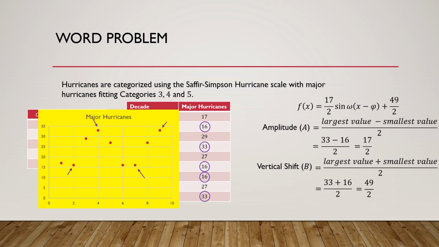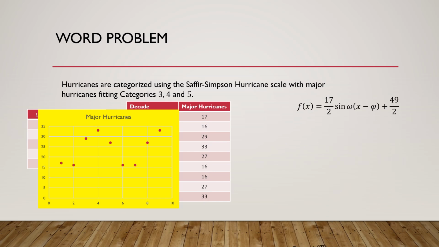We can determine the period t by looking at two similar values. The value 33 occurs at decade 4 and then again at decade 9, so the period is 5. Period is equal to 2 pi over omega, so omega equals 2 pi over t, or in our scatter plot, 2 pi over 5.